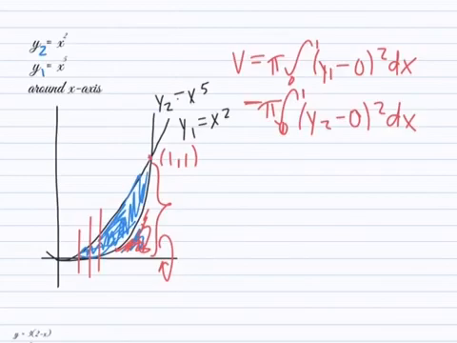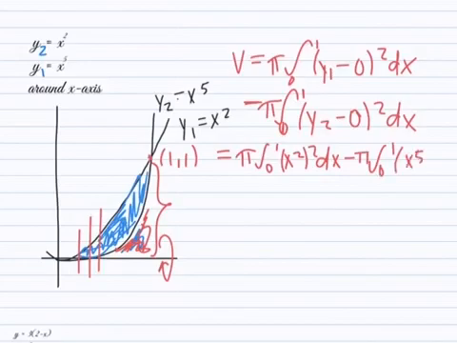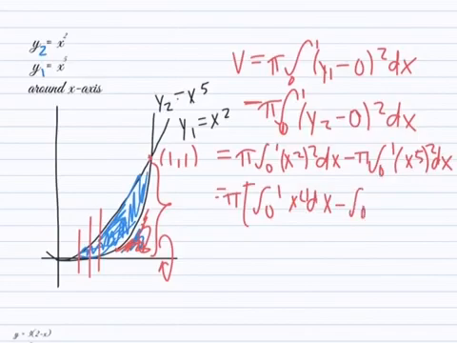So then you have your integral all set up, so you're going to redefine the y's in terms of x's, because you need to define everything in terms of the variable you're integrating with respect to. So y1 is equal to x squared, plug that in, squared, dx, minus pi times the integral from 0 to 1, and then y2 is equal to x to the 5th, squared, dx. Then you simplify those: pi times the integral from 0 to 1 of x to the 4th dx, minus the integral from 0 to 1 of x to the 10th dx.